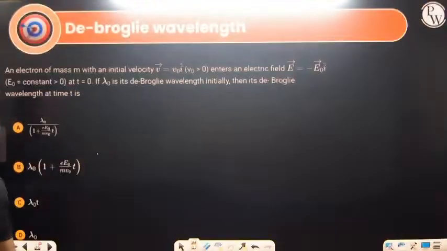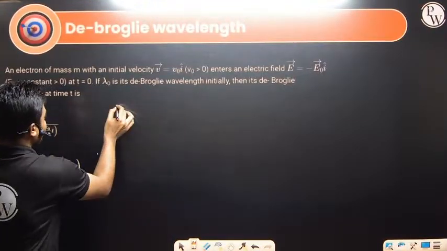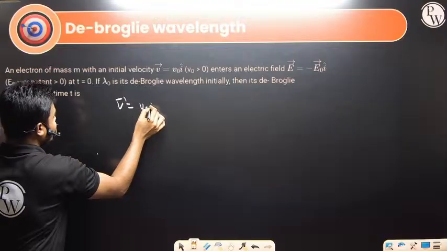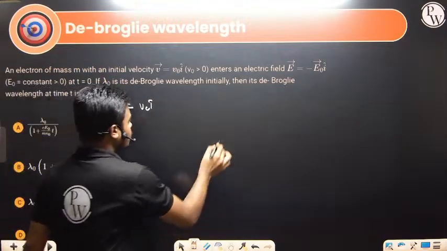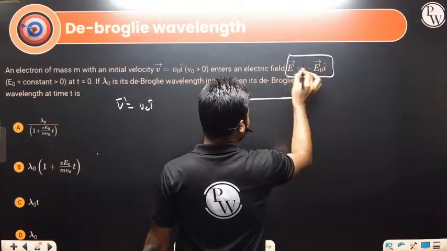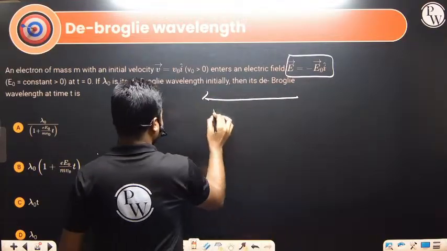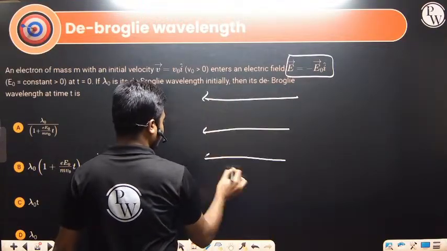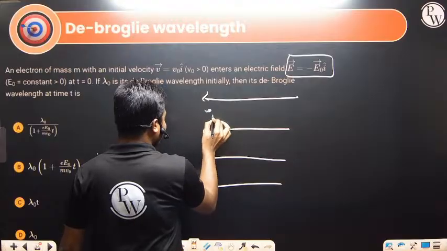An electron of mass m moving with velocity v, then what is the velocity? V is given by v naught i cap, enters an electric field. Electric field exists in which region? Let's check it. The electric field exists in this particular region, minus E naught. So on this side the electric field is this way. Electron is entering this electric field.